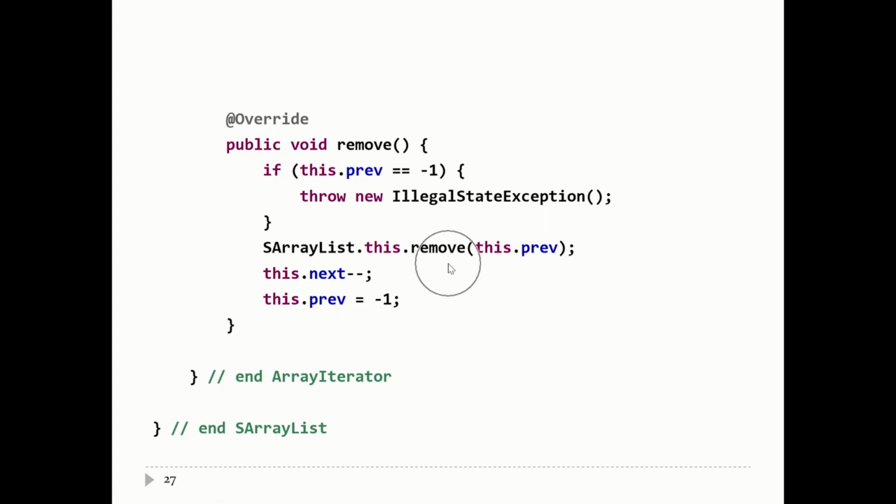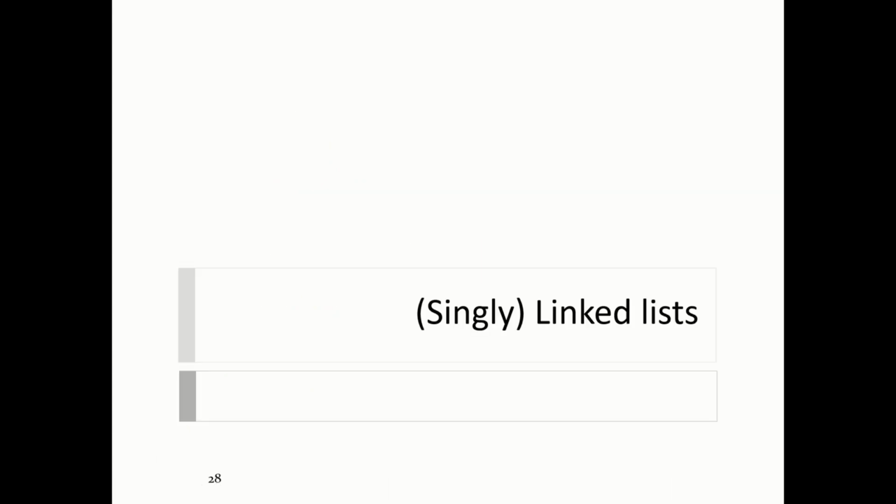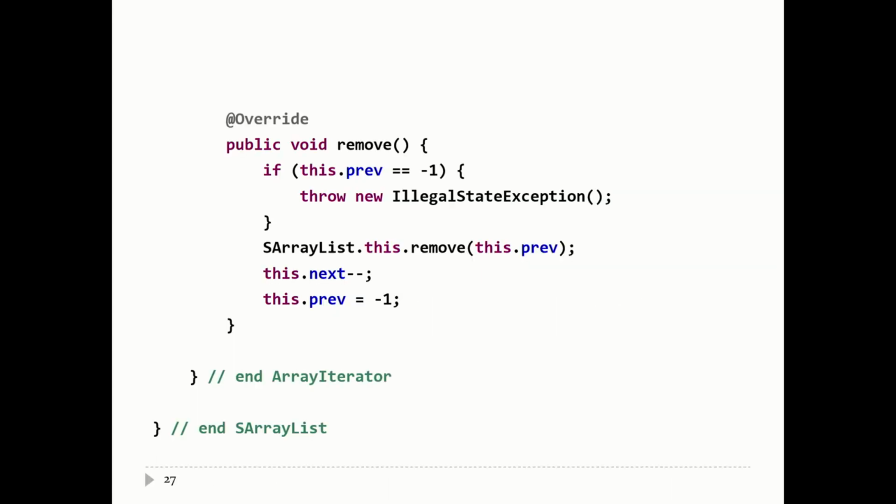The way you do that is you use the list method remove. You ask the array list to remove the element at that index, and that causes all the elements to shuffle over one position to the left. Now you can decrement next, and then update previous to indicate that an element has been removed. And now your iterator class is complete. That also completes our array list class for the time being. So there's the iterator for an array-based list.